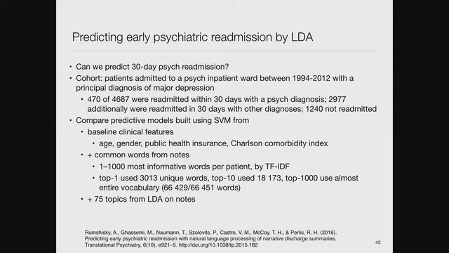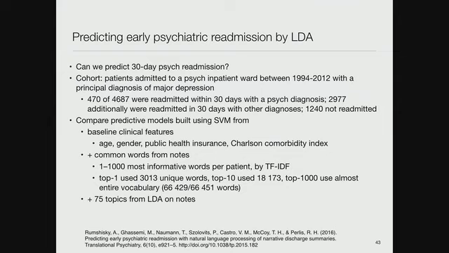So we said, well, let's try building a baseline model using a support vector machine from baseline clinical features like age, gender, and public health insurance as a proxy for socioeconomic status. So if you're on Medicaid, you're probably poor. And if you have private insurance, then you're probably an MIT employee and are better off. So that's a frequently used proxy. And a comorbidity index that tells you how sick you are from things other than your psychiatric problems.